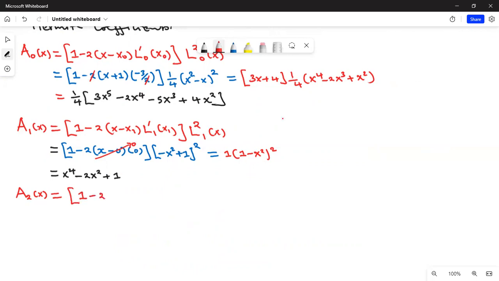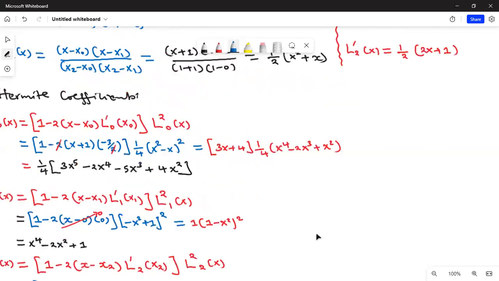1 minus 2 into x minus x2 times L2 prime of x2, then times L2 squared. Of course, it was a function of x. Again, let's substitute the x values. We are going to get 1 minus 2 x minus 1. Remember, x2 is 1. Now I need L2 prime of x2.